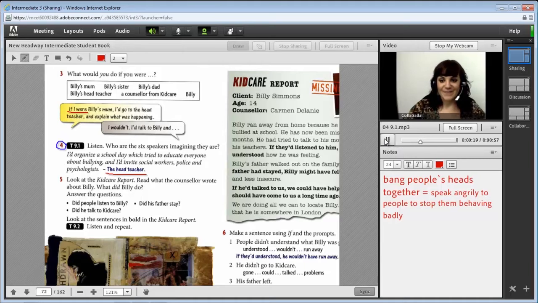Speaker 2. I'd get my dad to speak to those... If I was older, I'd speak to them myself. Speaker 3. I'd ask Billy to try to understand the bullies. I'd get all the parents to meet together. Speaker 4. I'd move house so we could change his school and start again somewhere new. Speaker 5. I'd get really angry and bang the bullies' heads together. Speaker 6. I'd run away.